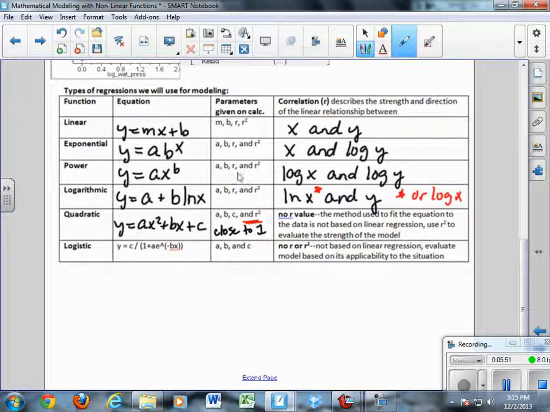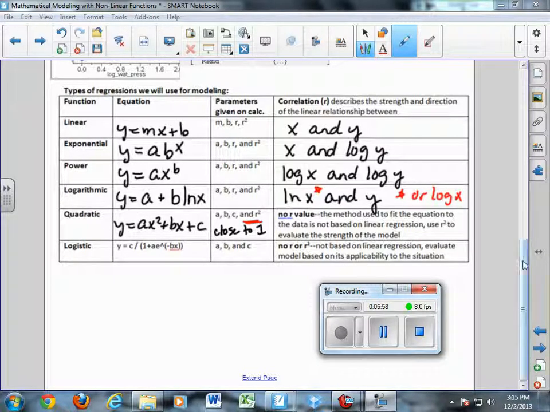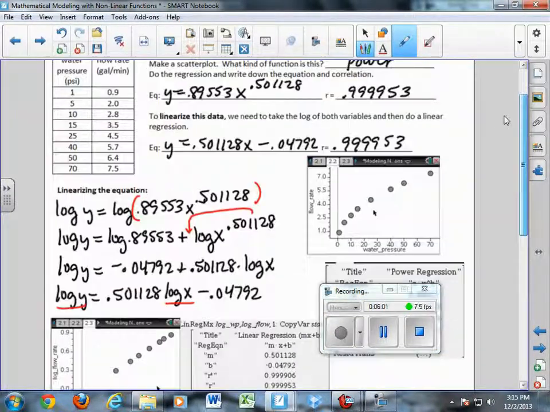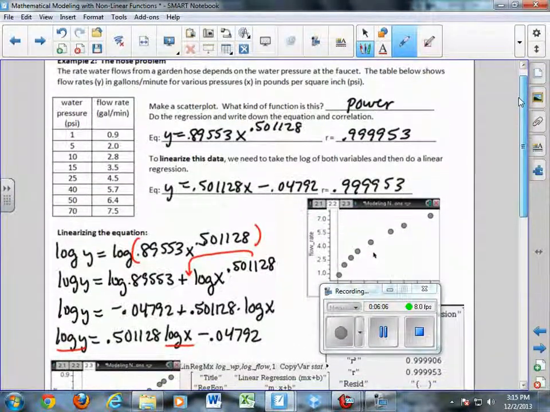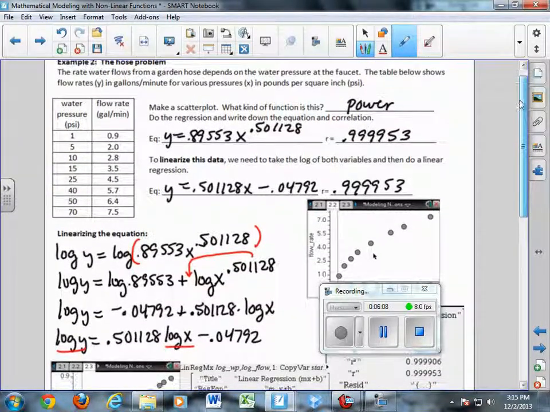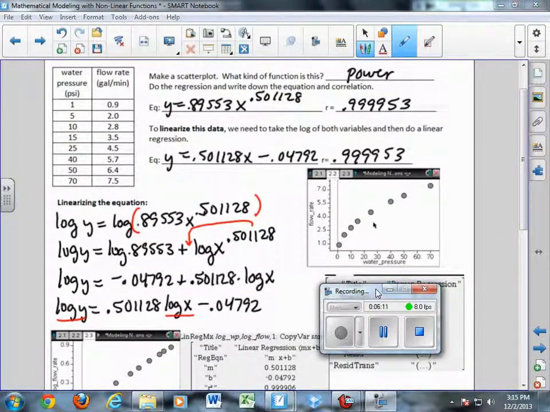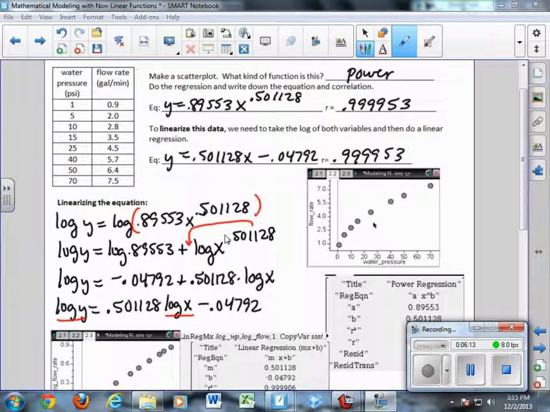It's a kind of specialty function that you have to evaluate based on the context of the problem. So this whole concept of linearizing data is not something that you have to do when you're doing exponential or power regressions. You don't have to linearize the data first in order to interpret the R value, but just recognize that the R value is being calculated based on a linearization of the data, and that's why we can use it to see if the data has a good fit.